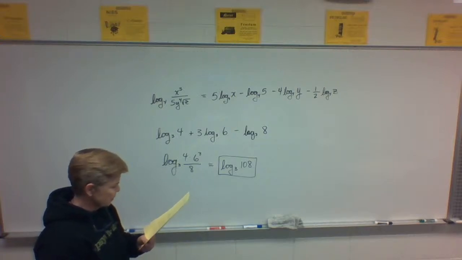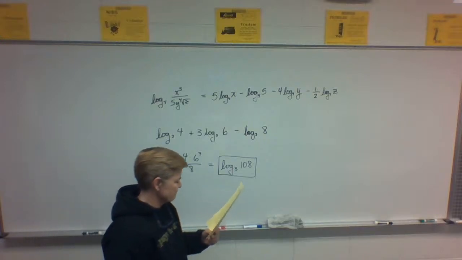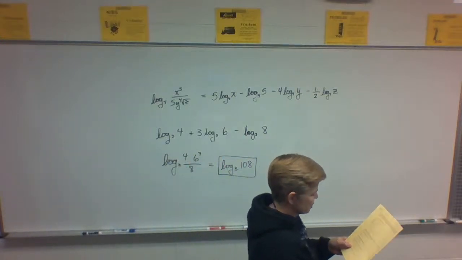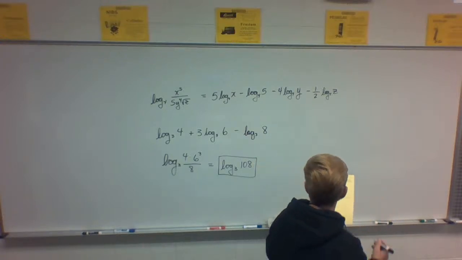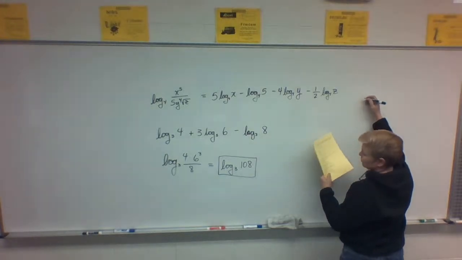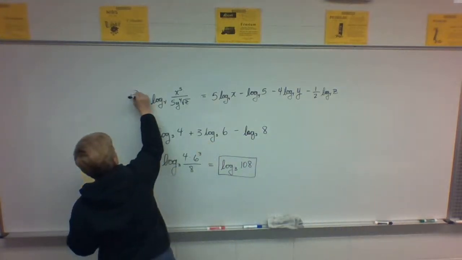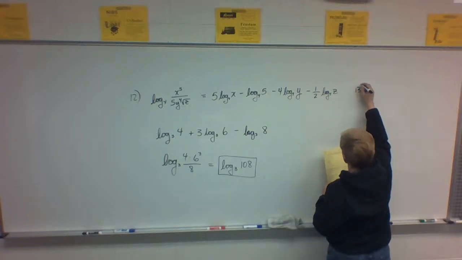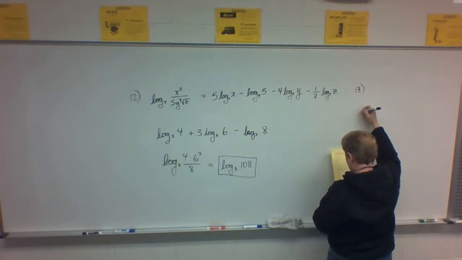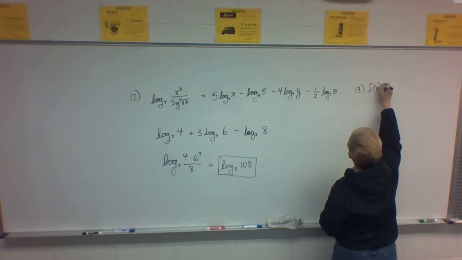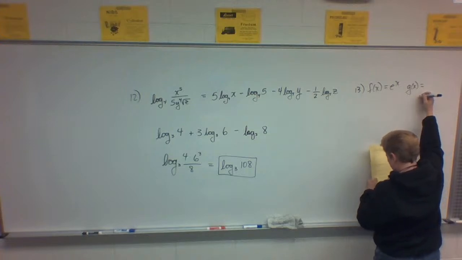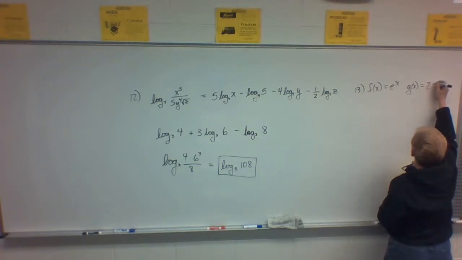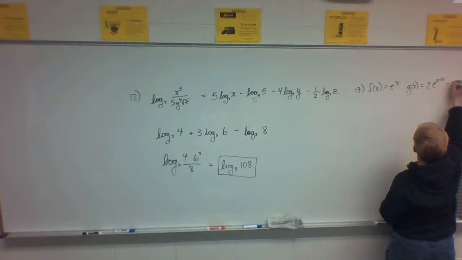Next one says, there are 2 of them, and it says, describe the transformation of f represented by g. So they will give you a simplified thing that's called f, and they'll give you g that's been transformed, and you have to list the transformations like this. This would be an example of number 12, 13 over here, and it's something like this. Maybe f of x equals e to the x, and g of x equals something like 2e to the x plus 4 minus 3.